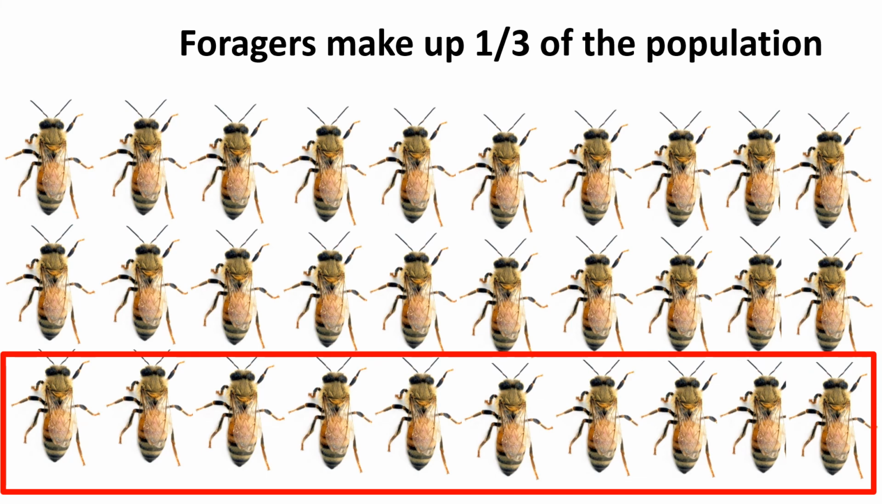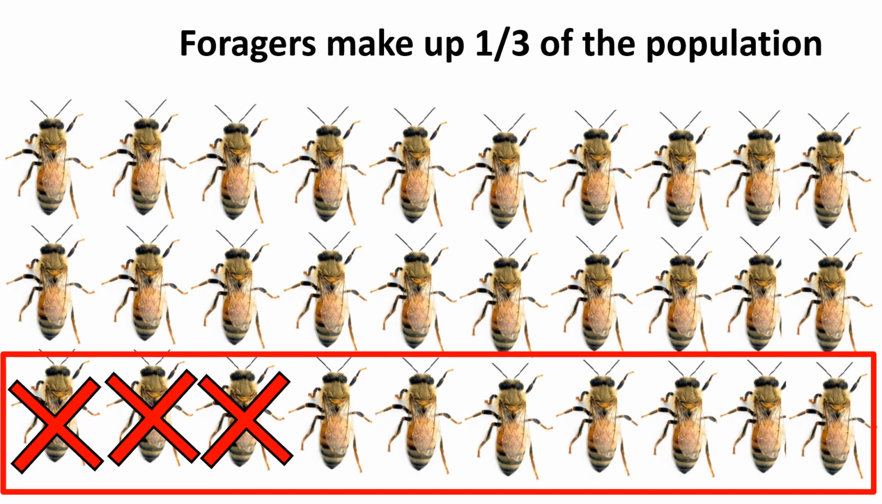And this was the result that was actually the most interesting or surprising for me, because the foragers only make up about a third of the entire bee population. But if you take out a third of the foragers, then ultimately the entire colony will collapse.